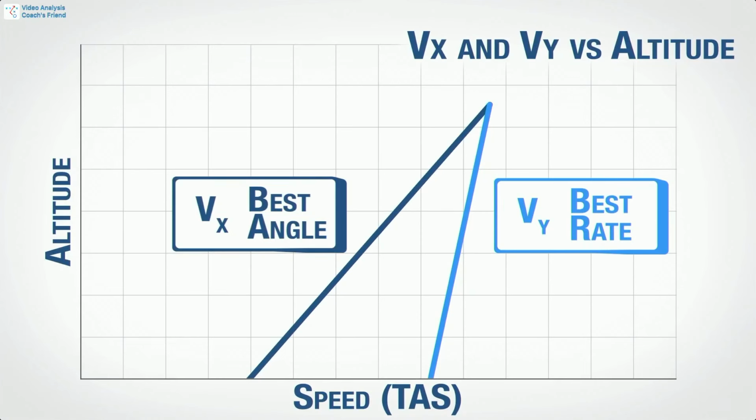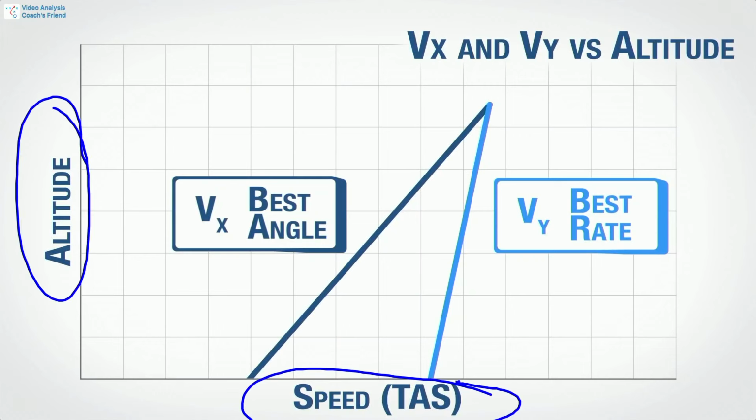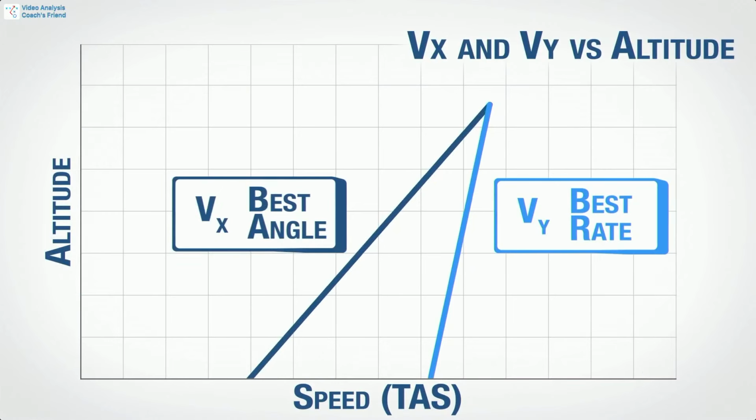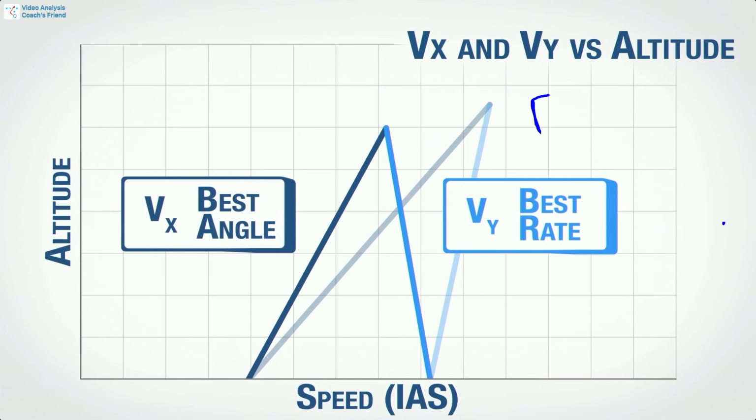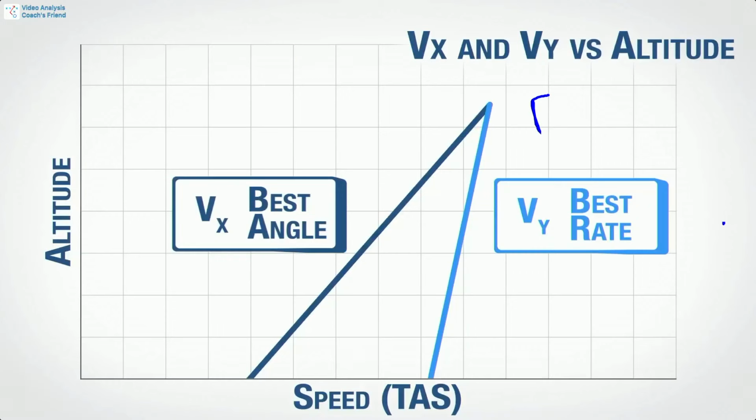Okay, this is speed in true airspeed along the bottom, and this is altitude as we climb. The light blue here is our best rate of climb. As we increase our altitude, Vy gets faster. Vy gets faster. Vx gets much faster.